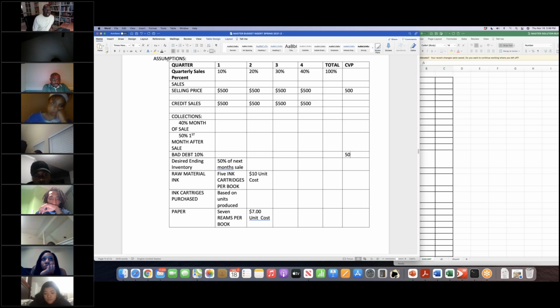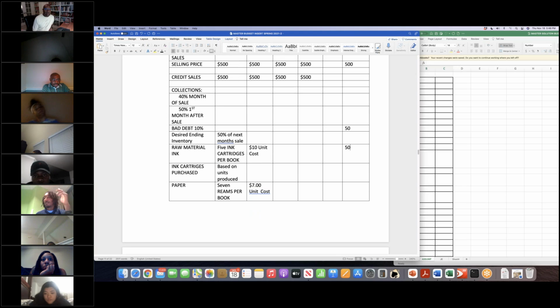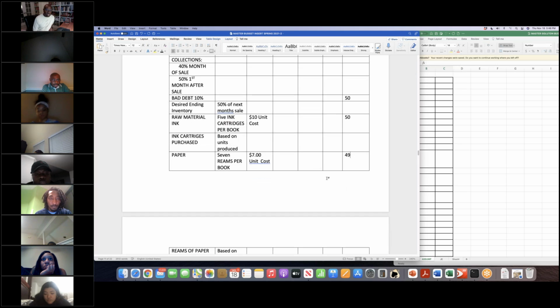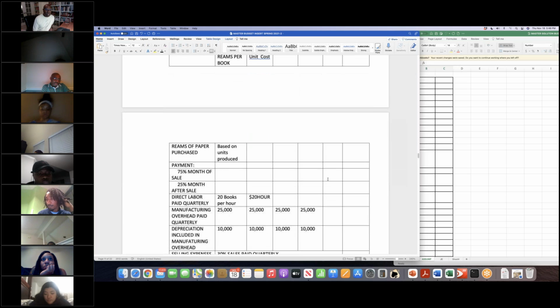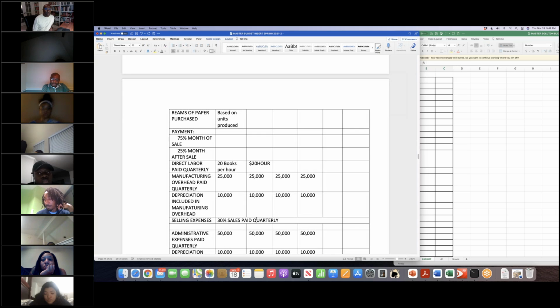Then the ink, I got 5 ink cartridges at 50. So I'm going to utilize that number. I got 7 reams of paper at $7. I'm going to use that number. So I'm pulling through the numbers that I'm going to utilize to come up with the quantity I need. I'm not worried about anything else.